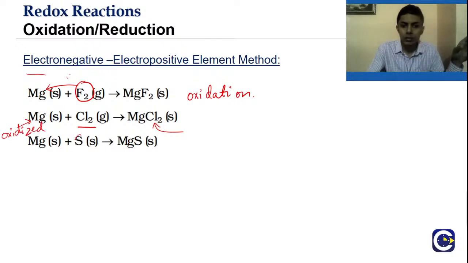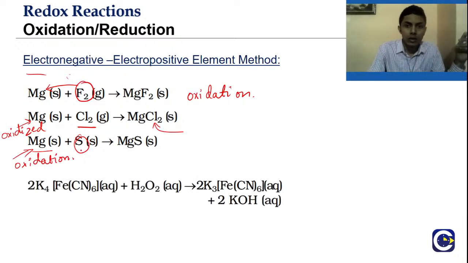And sulfur is also comparatively more electronegative compared to magnesium. So magnesium sulfide is formed, which is again the oxidized product. This is undergoing oxidation. So next are a few of the examples.